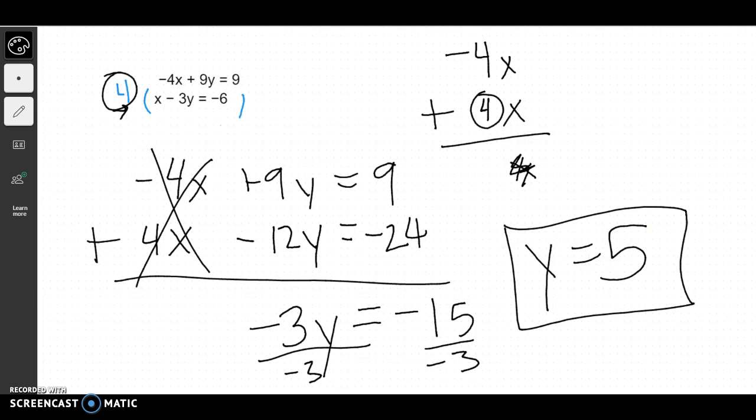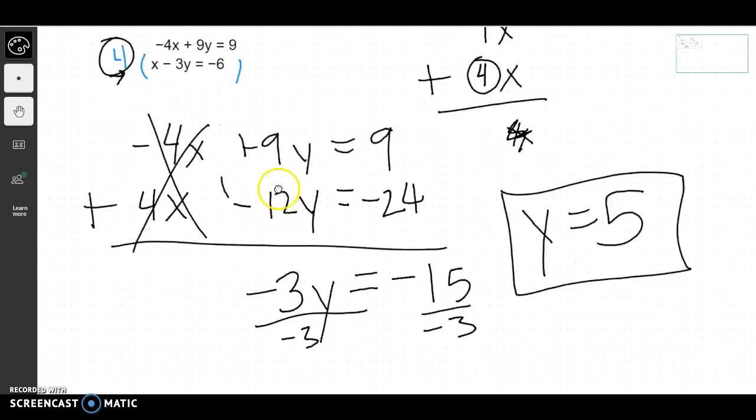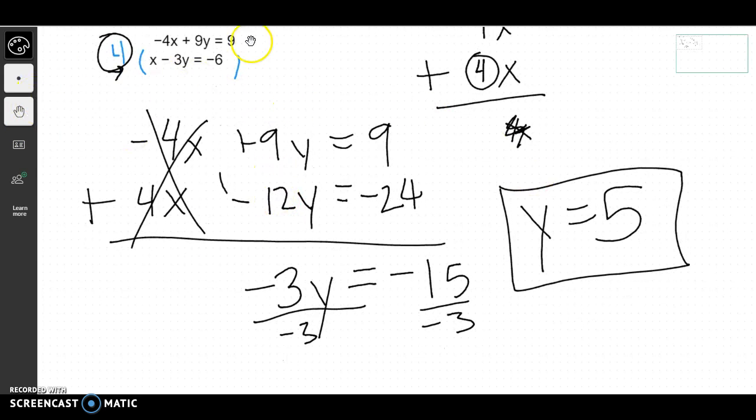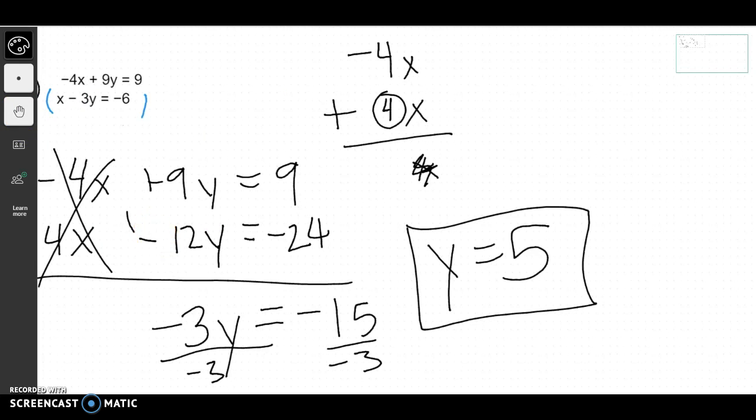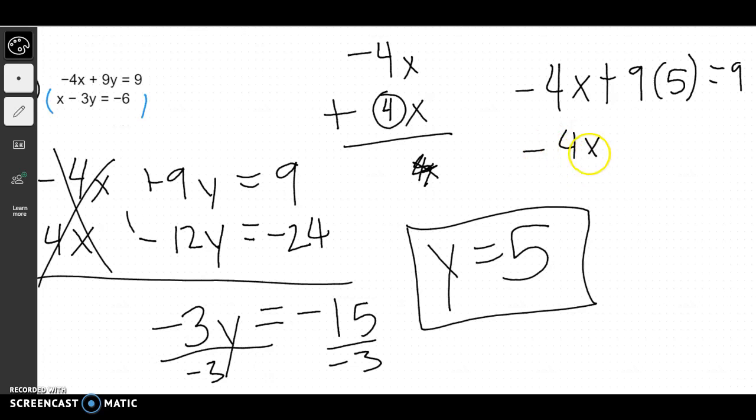See if you can figure out what x is before I solve it here. Okay, so let's try to solve this. I'm going to plug that 5 into this top equation right here. Let's put it over here so I can still see. So what we would have would be -4x plus 9 times 5 equals 9. So then I would have -4x plus 45 equals 9.